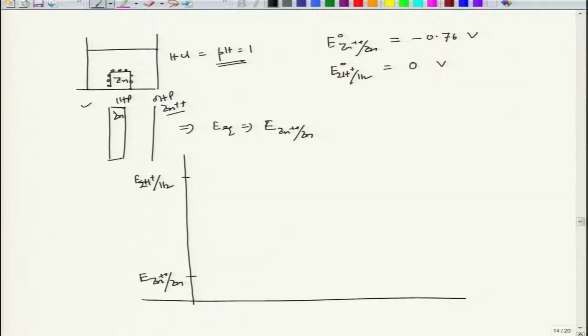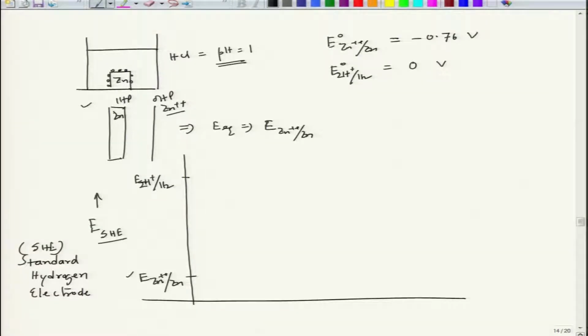So, that means in the potential axis, with reference to the standard hydrogen electrode, this SHE, fine. With reference to that, this value will be on top of this value if we consider the standard state of that two half cells.